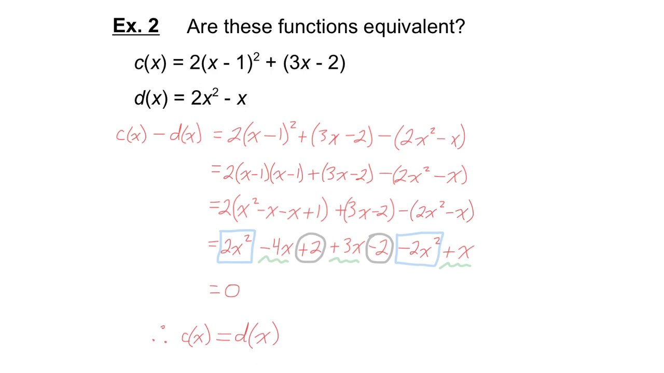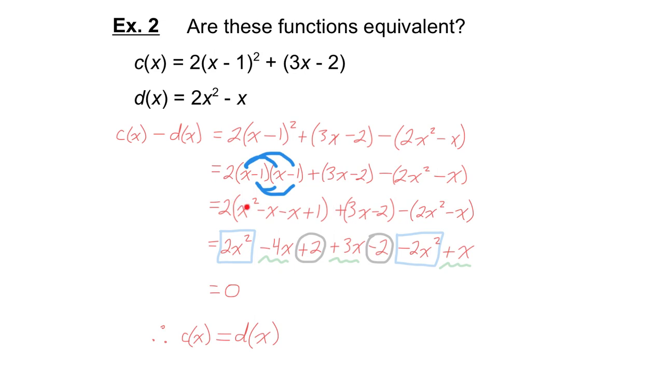If you forget how to multiply the brackets out, this x gets multiplied by that other x, and the minus 1 times x, and minus 1 times minus 1. That's where these came from. Now I still have that 2 in front of the brackets. Each term in the brackets is multiplied by 2.